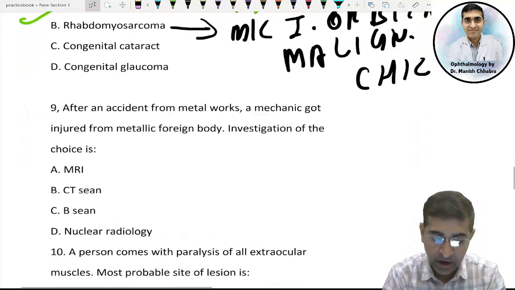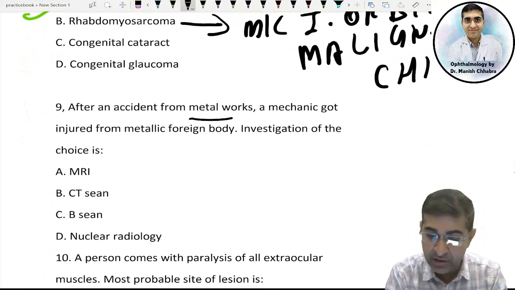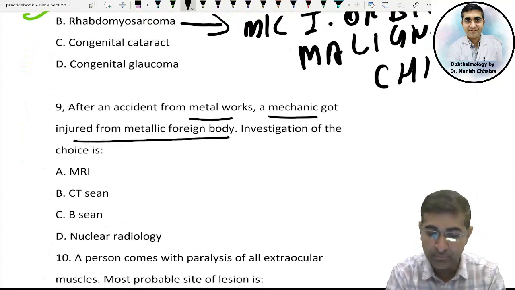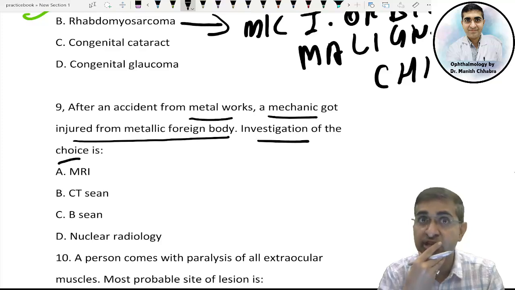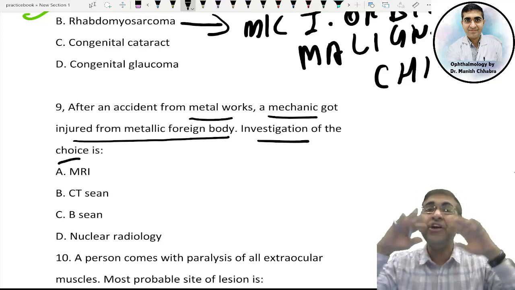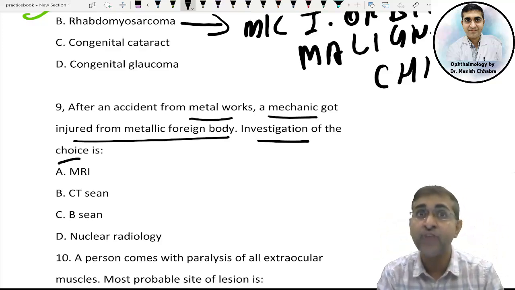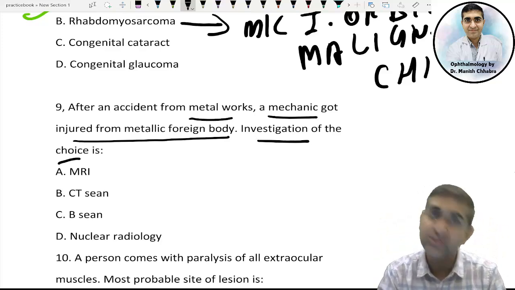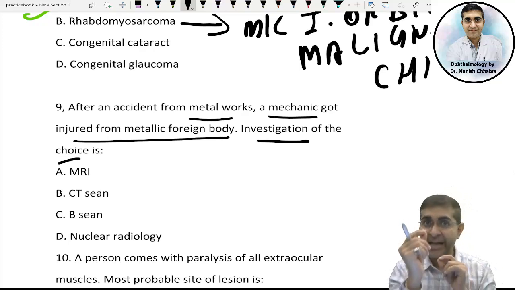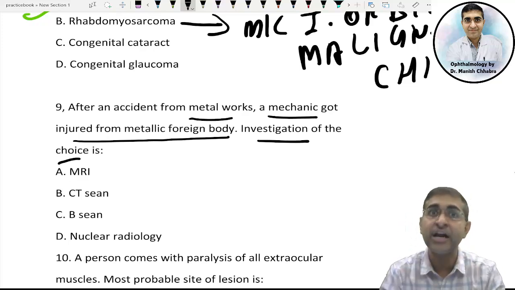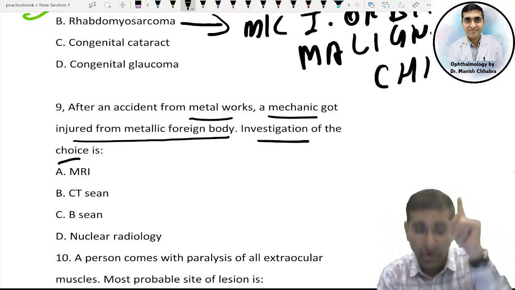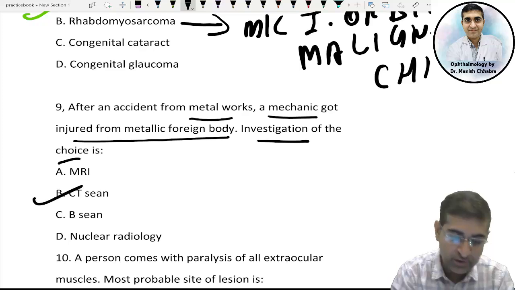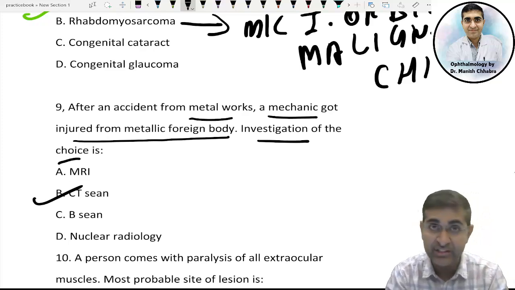And a typical history is given here. Okay, after an accident with metal works, a mechanic got injured with a metallic foreign body. Investigation of choice. Now if there is a metallic foreign body and you ask the patient to undergo MRI, due to very high magnetic field, 1.5 Tesla, 2 Tesla, 2.5 Tesla, 3 Tesla, the metallic body will rotate inside the eye and will damage the intraocular structures, so it is contraindicated. So you always and always go for CT scan. This is the investigation of choice.